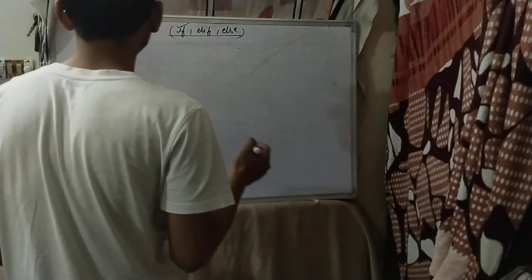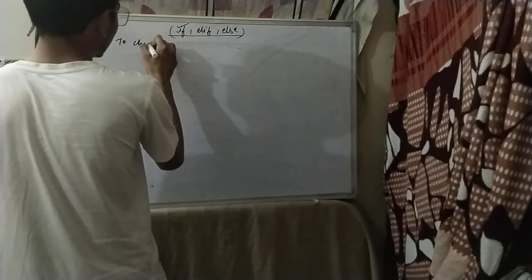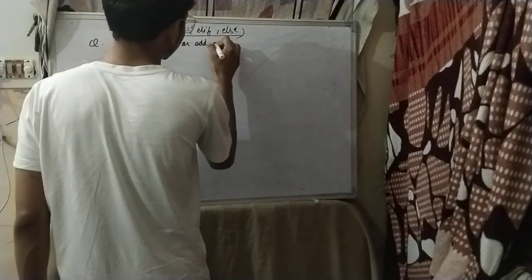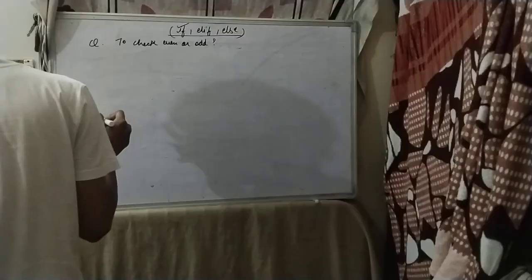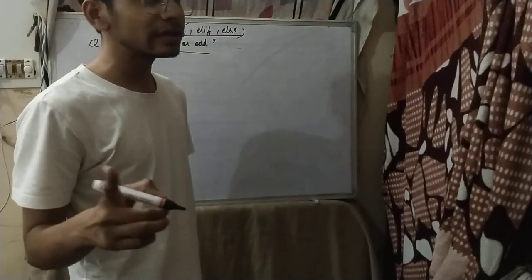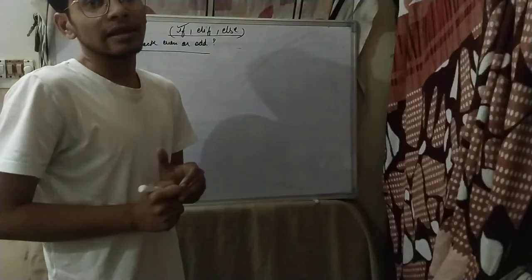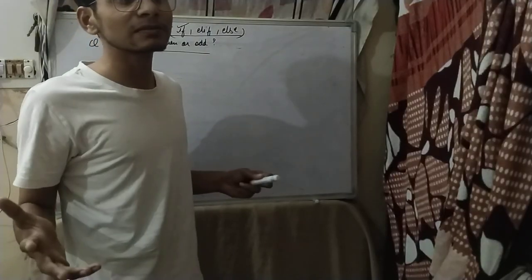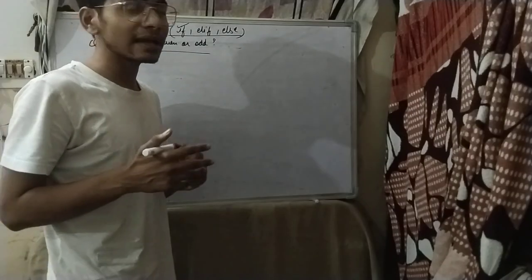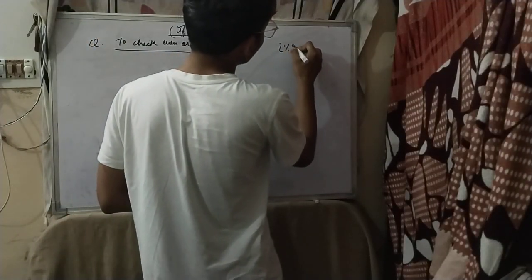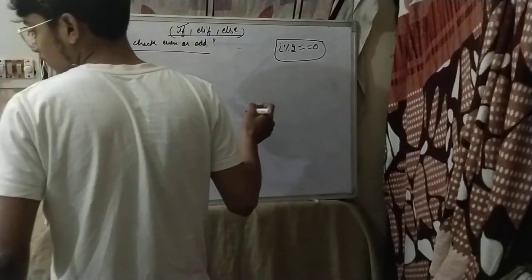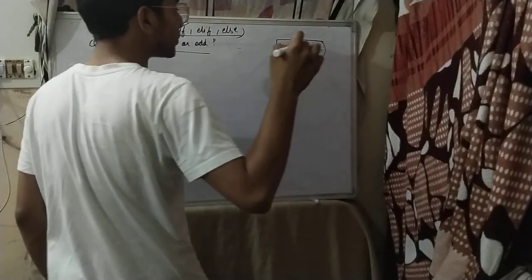Now the second question will be to check even or odd. So how can we check? We all know that in Python or C++, I don't know about C++, but in Python the syntax is i % 2 == 0. This is important to use.